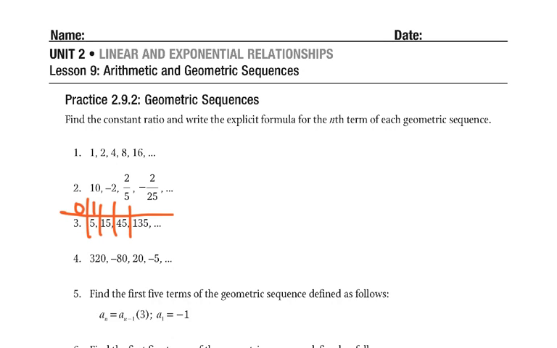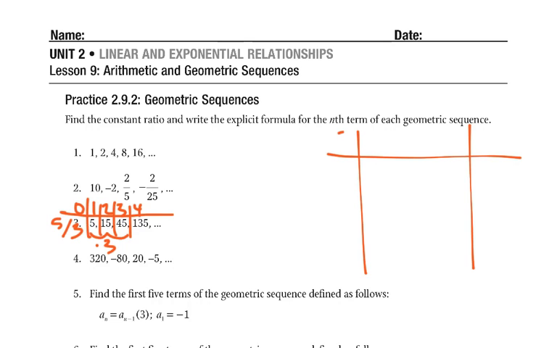So the zero term first, second, third, fourth, 5 to 15 to 45, we're timesing by 3. So it'd be 5 divided by 3 for our start number. Okay, and remember, for explicit, we're connecting the input here to the outputs. And if we think about, we start at 5/3, that's just 5/3, right? We're timesing by 3, that's our constant ratio.